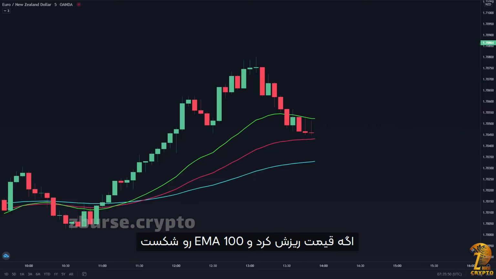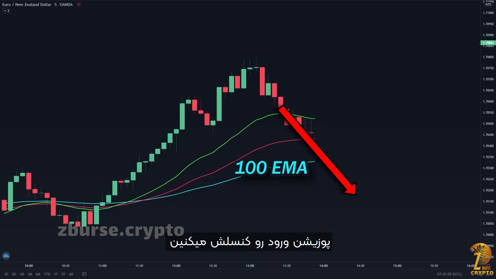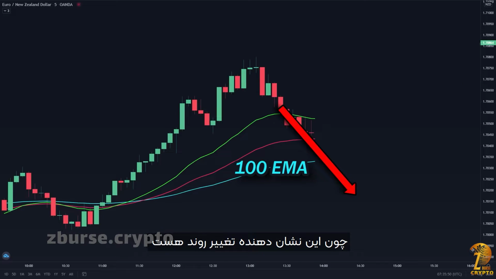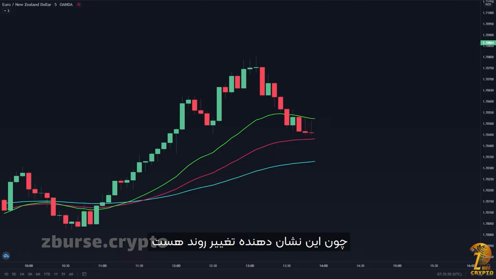However, if the price instead went down and broke below the 100 EMA, you cancel your whole setup and look for other trade opportunities, because this may indicate that the trend is changing.